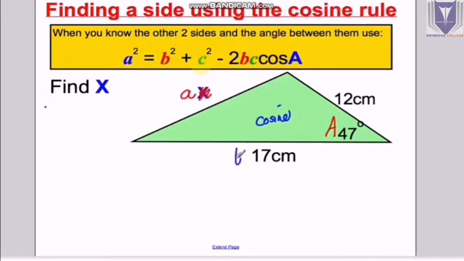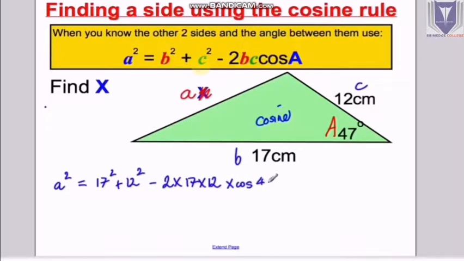That's the clause on which cosine rule is applied. But don't forget, cosine rule, like we said, can be used to find side and to find angle. But this time we are looking for side. A squared equals B squared plus C squared minus 2BC cos A. Our A here is the X. Our B is the 17, while our C is the 12.